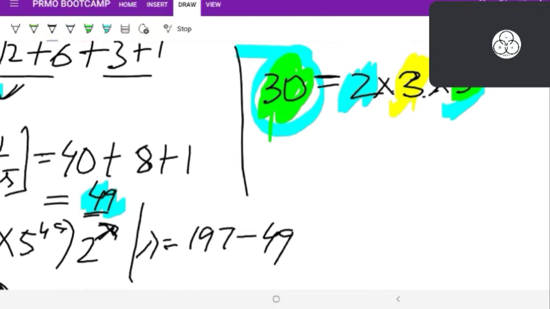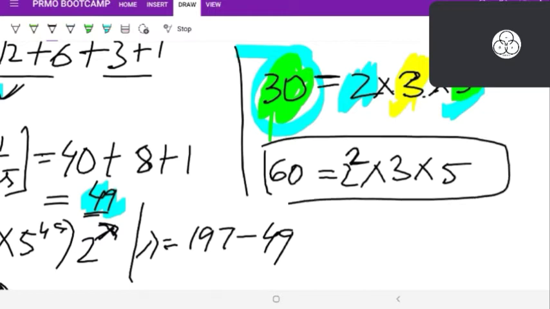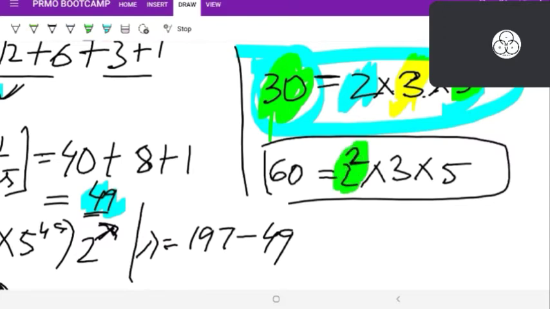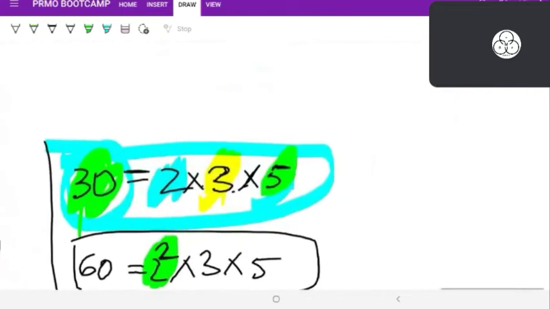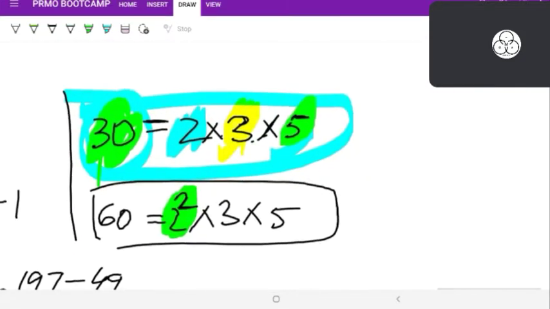Now another case, the case of 60, which is 2 square into 3 into 5. Here in this case, we cannot apply this calculation hack. Why? Because here the power of 2 is something different in each prime factorization. So here if we apply this calculation hack, then our answer, whatever we will get, will be wrong. These are some simple things that we need to understand.